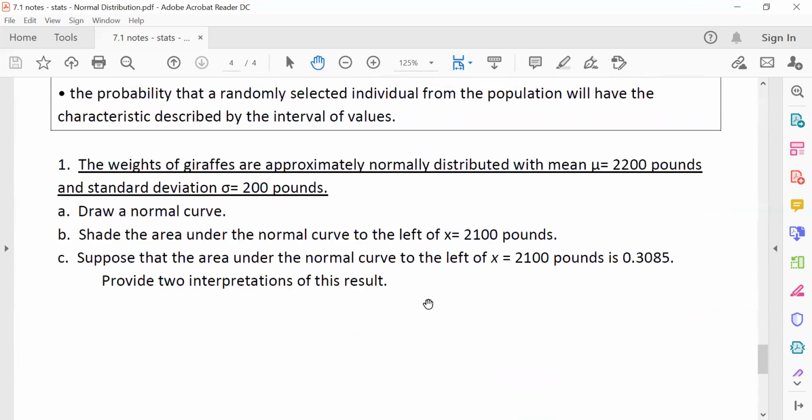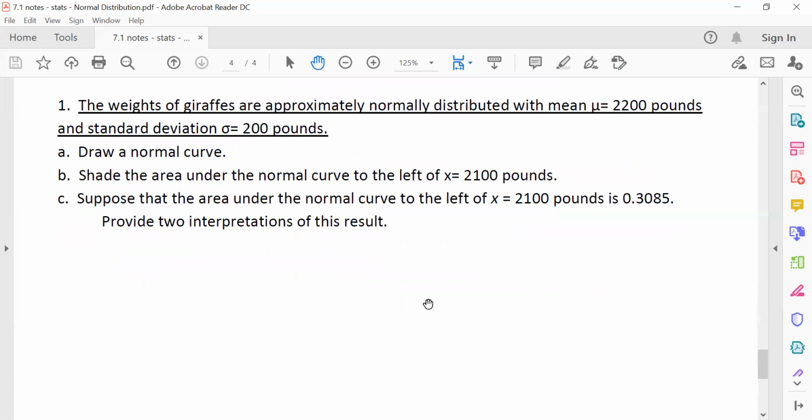So you could say the weights of giraffes are normally distributed with a mean of 2,200 pounds. So the average giraffe weighs 2,200 pounds.